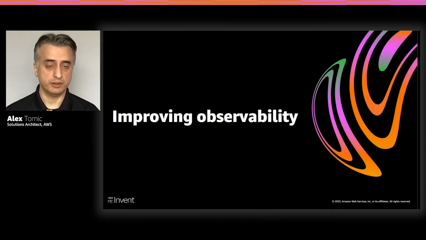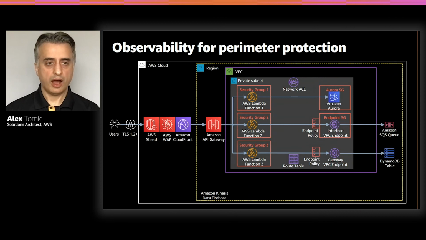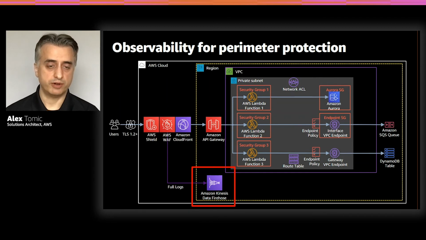Improving observability. Let's understand the network traffic flowing through our application. How do we get more visibility into the network traffic? A good place to start again is at the perimeter. AWS WAF can send full logs to Amazon Kinesis Data Firehose service. These are comprehensive records of each request that comes through. So let's look at one example of that.